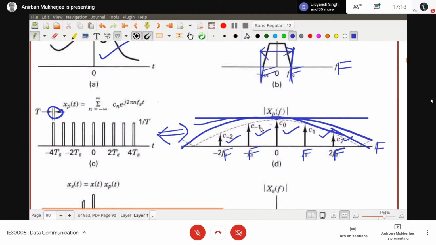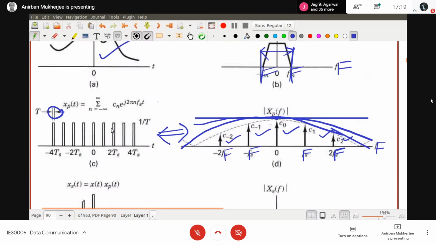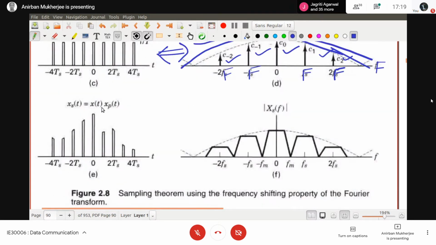That is the periodic ideal sampling you are talking about, when T_p is tending to 0. So finally you see, in the previous case I got all these terms with T_p equal to 0. Now here T_p is finite, so in this position you will find this one.